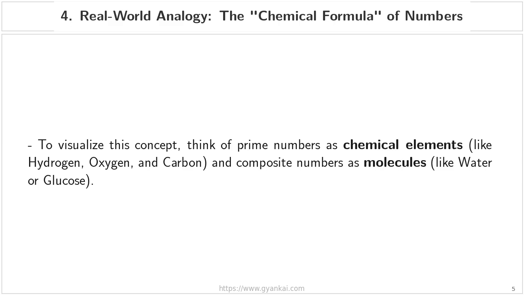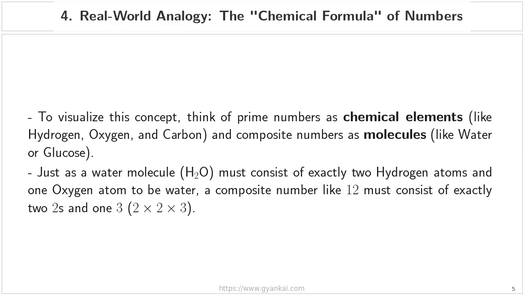In this analogy, composite numbers are like molecules, such as water or glucose. Think about a water molecule, which we write as H2O to be specifically water. That molecule must consist of exactly 2 hydrogen atoms and 1 oxygen atom. If you change the count, it's no longer water.